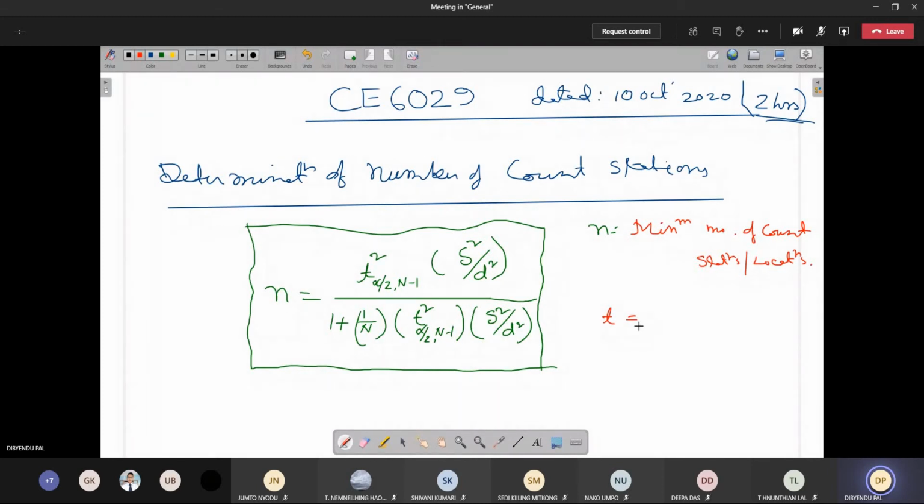Every location already has volumes available to us, or from some information from previous studies we can know what the standard deviation is. So you have to take the average standard deviation of each of the links. D is the allowable range of error. How much error you are allowing for the standard deviation calculation.